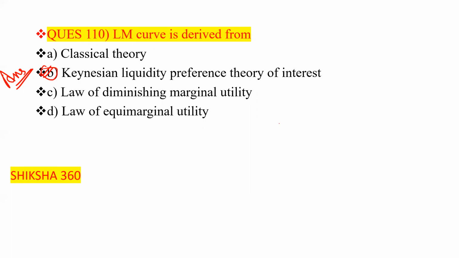The LM and IS curves depict a relation between which two terms? That is the income and the rate of interest. And the LM curve is to be derived from which theory? It is to be derived from the Keynesian liquidity preference theory of interest. Please remember all these points for examination purposes. Now move to the next question.